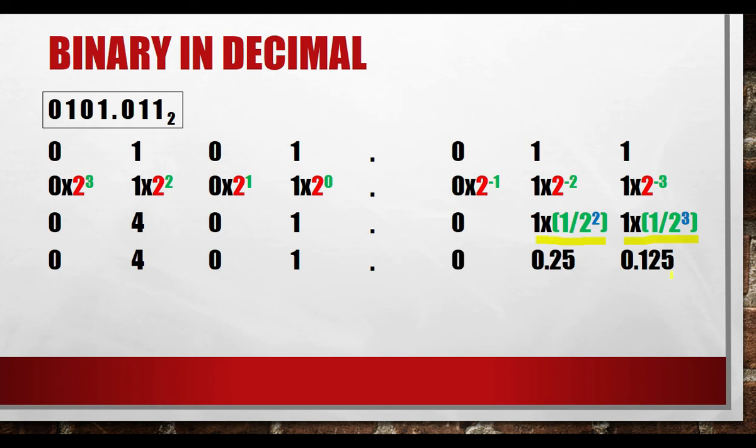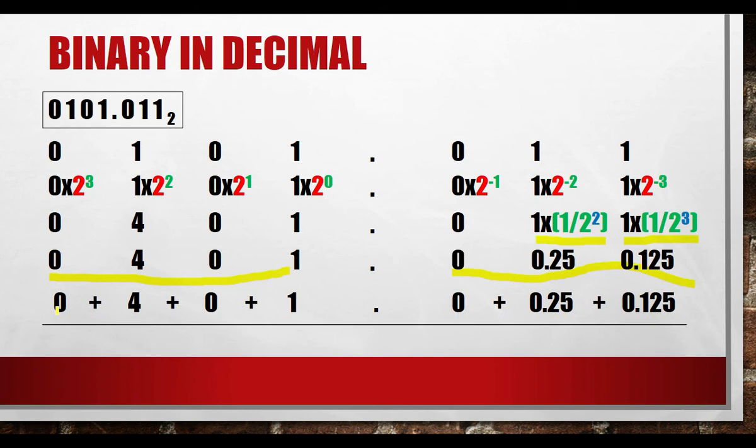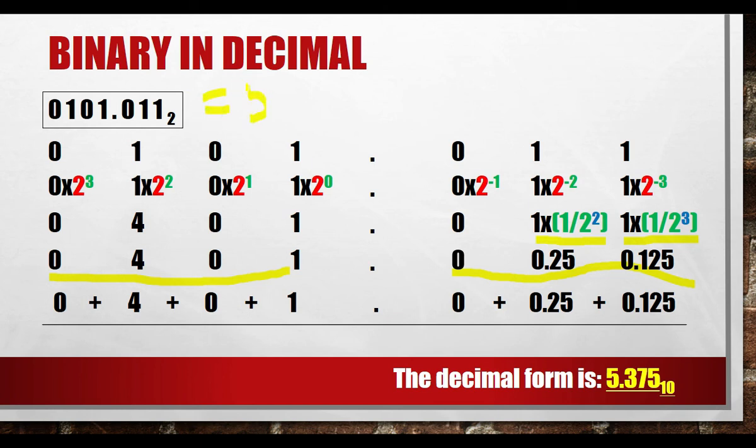And the last step is to add the whole numbers as well as the fractional part. So this will give us the following form of number. And after adding these numbers, this will give us a total of 5.375. So this means that this binary is equivalent to 5.375.